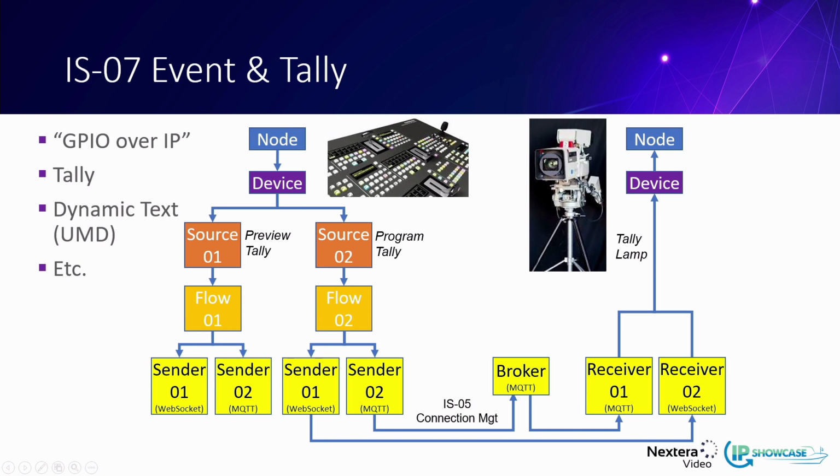And the way this works is you have a sender, maybe in this case it's a production switcher, and you want to light up a tally light on a camera. We can use IS-05, and either using WebSocket or MQTT, there's a way to actually send that message to the receiver and say, okay, please light up that tally light, or display this dynamic UMD.